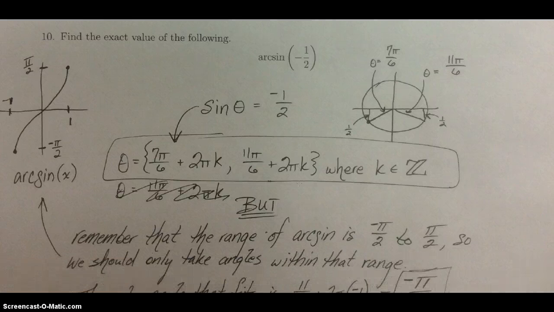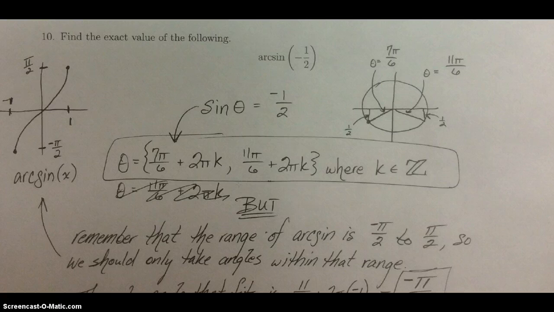Okay, this was the other very difficult question. So arc sine of negative 1/2 is going to give us, essentially, the theta such that when we take the sine we get negative 1/2, which would be these angles right here.